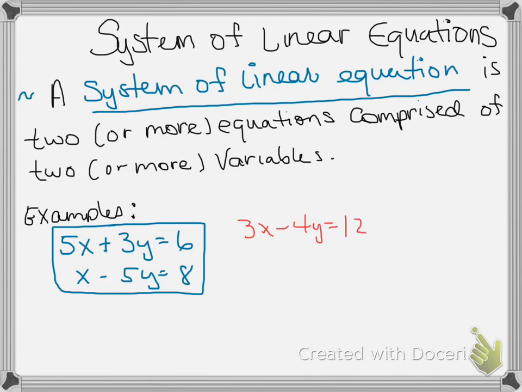3x minus 4y equals 12. And this time I'm going to make it y equals 2x minus 4. Even though these are two different forms, one in standard form and one in slope-intercept form, let's look at the definition. Are there two or more equations? Yes, there are. One's in standard form, one's in slope-intercept form.